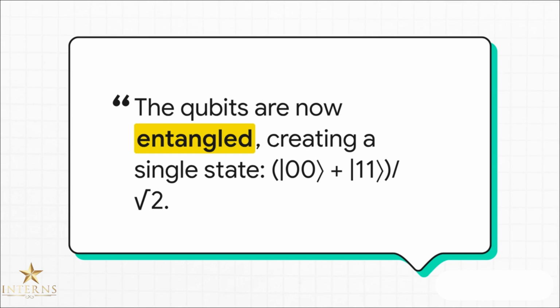Now you can ignore the math for a second. What this means is that these two qubits are now a single system. Because that first qubit was in a superposition of 0 and 1, they are now locked together. If you measure one and find out it's a 0, the other one will instantly be a 0, even if it's miles away. If one is a 1, the other's a 1. Their fates are completely intertwined.